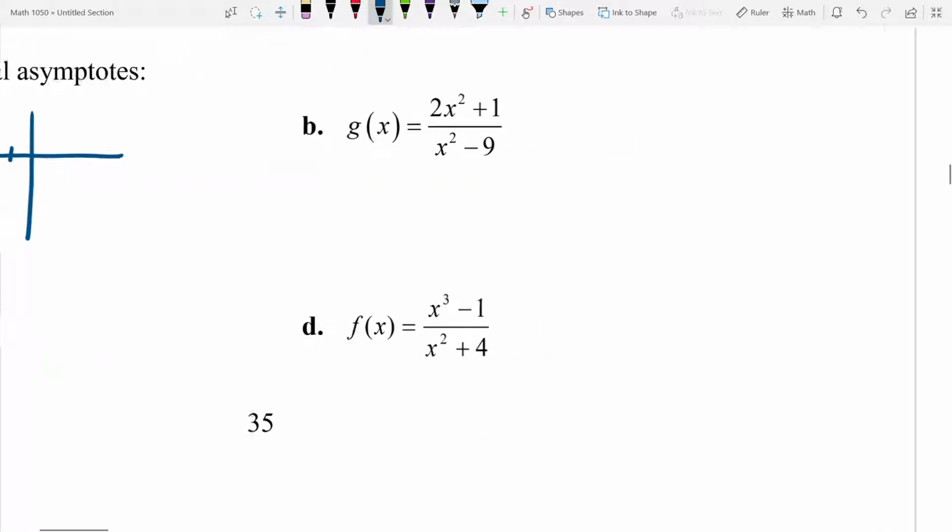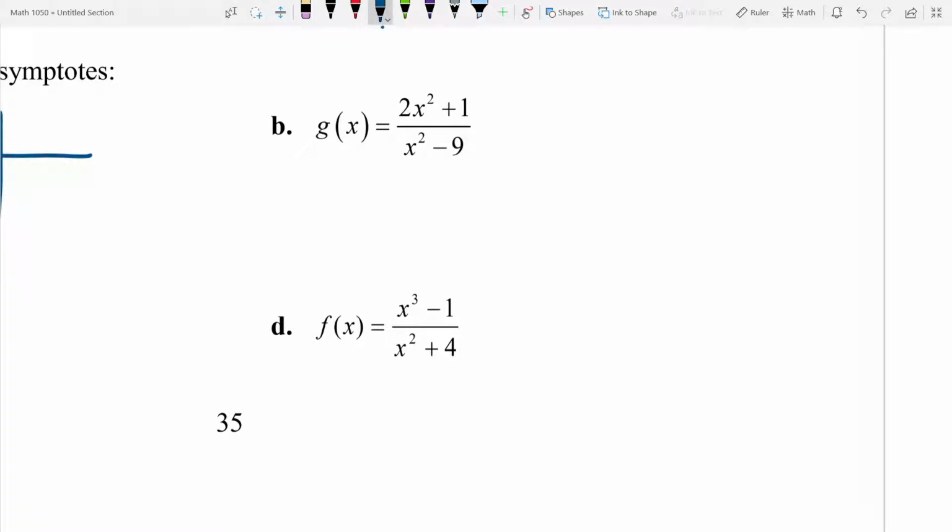Okay, let's do the next one. Set the bottom equal to 0. So we're going to go x squared minus 9, and I said equal to 0. Yes, it is supposed to be equal to 0. x squared minus 9 equals 0. Bring your 9 over. x squared equals 9. Square root, and you get x equals 3.